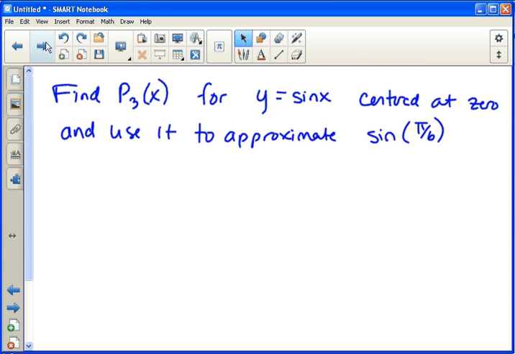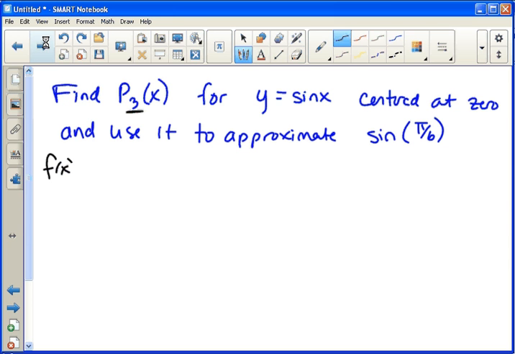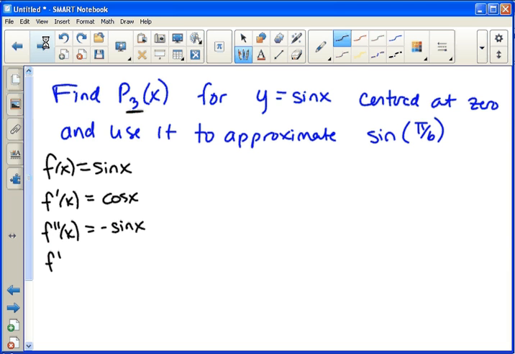Okay, so the fact that we have a 3 right here tells us we do the third degree. That means we need to do 3 derivatives. So I'll start with sine of x. First derivative is cosine x. Second derivative is negative sine x. And third derivative is negative cosine x. So now, since we are centered at 0, we need to plug 0 into each of these. Sine of 0 is 0, cosine of 0 is 1, sine of 0 is 0, negative cosine of 0 is negative 1.